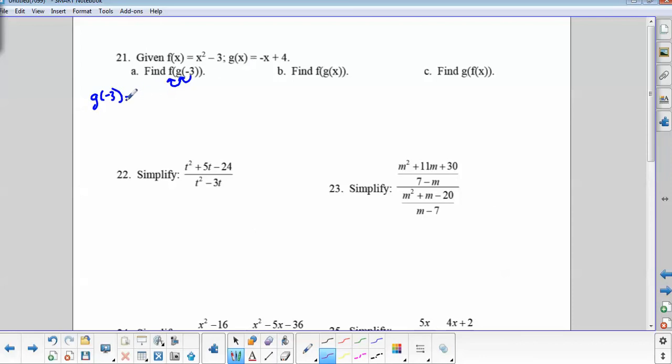Here's g. It's negative something plus 4. And then you're going to substitute -3 for the x. So negative makes positive. 3 plus 4 is 7. Then we take this answer and we substitute it into f. f of 7 is something squared minus 3, and you put the 7 in there. So 7 squared is 49, and minus 3 is 46.